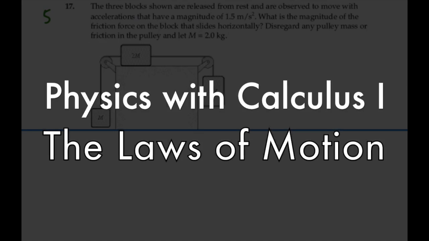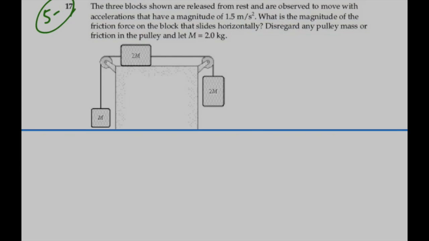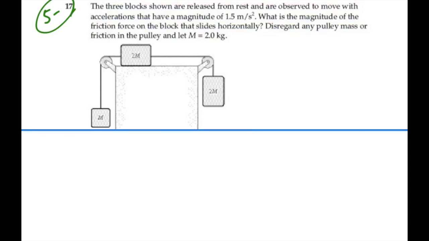Here's problem 517. Three blocks shown are released from rest and are observed to move with accelerations that have a magnitude of 1.5 meters per second squared. What is the magnitude of the friction force on the block that slides horizontally? Disregard any pulley mass or friction in the pulley, and let m equal 2 kilograms.